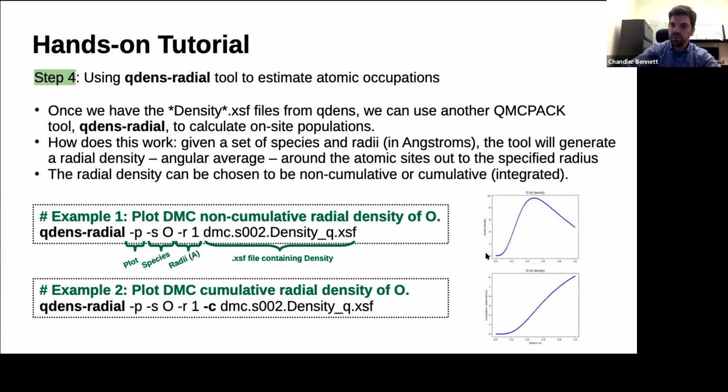And so this is the non-cumulative DMC density around the oxygen molecule or atom. If we want to look at the cumulative radial density, all we have to do is turn on this -c flag, and that produces the same here, except now cumulative.